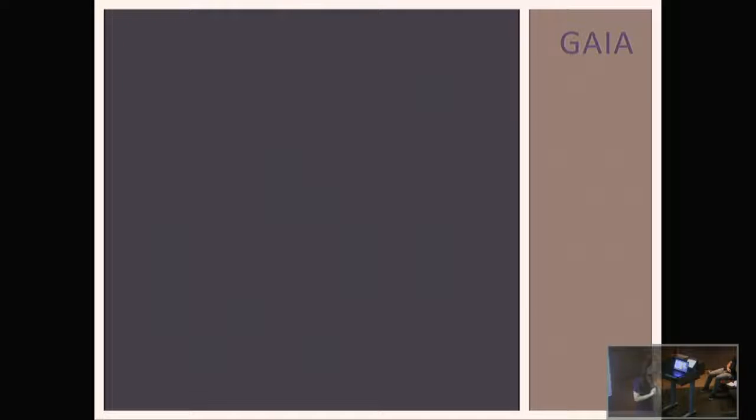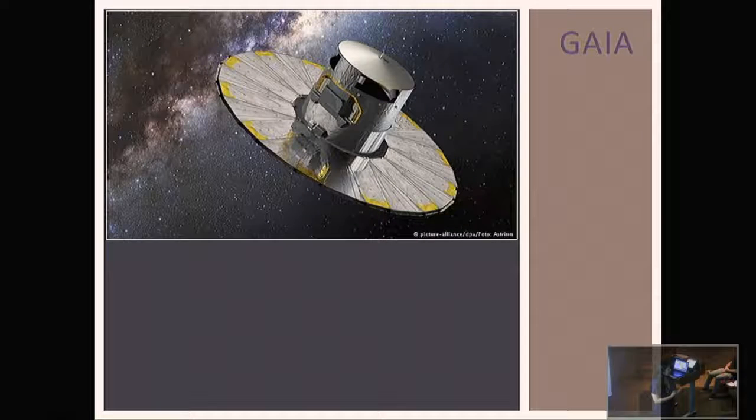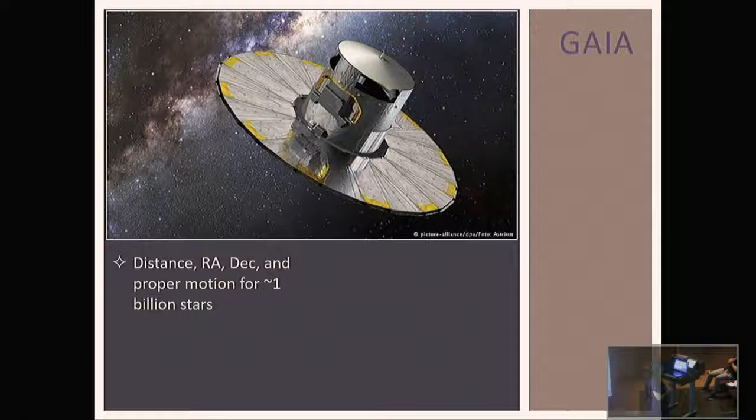The data that we're using for that is partially from Gaia. Gaia is a survey that is going on right now. This is an artist's interpretation of what the instrument looks like. It's actually out in our solar system right now, and it's using parallax to determine the distance, right ascension, declination, and proper motion for about 1 billion stars. That's really remarkable. It's great to have all these parameters.